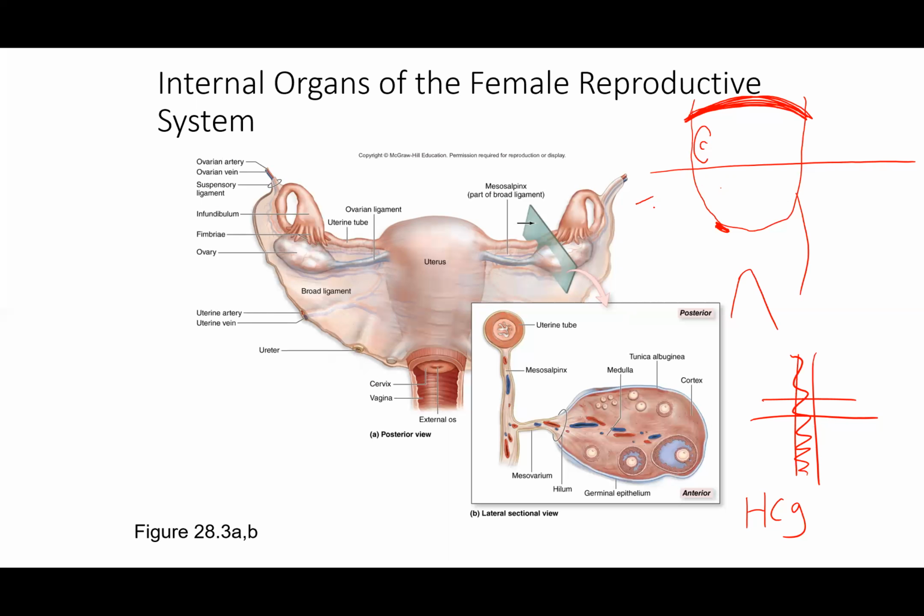So that's where these broad ligaments and suspensory ligaments come in, being able to look at the quadrants and visualize what's going on inside of a person as you're palpating around, doing your exams.